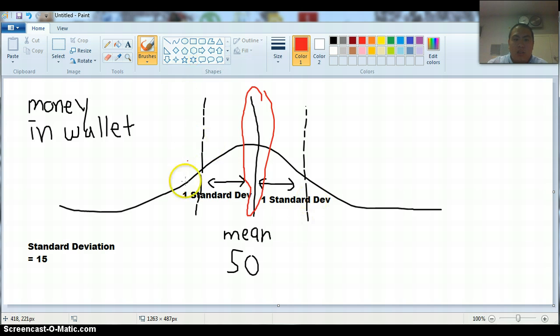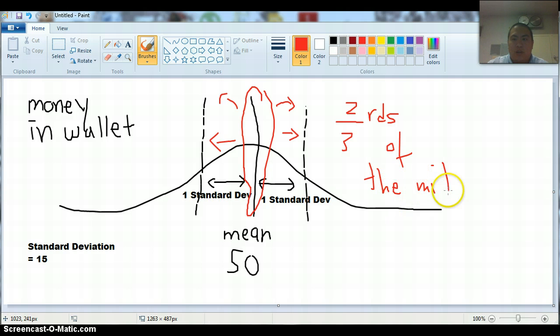Now what standard deviation is, if I go one standard deviation to the right and one standard deviation to the left of the mean, right? As you can see from all these arrows out here, then you will capture 2/3, just about 2/3 of the middle.